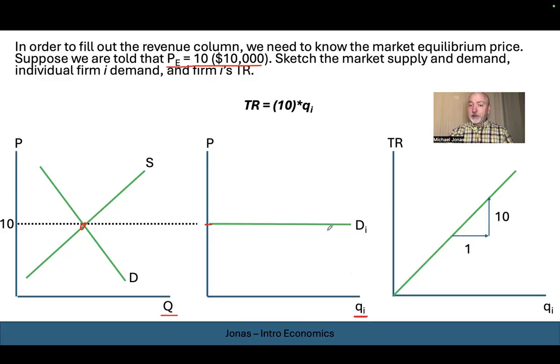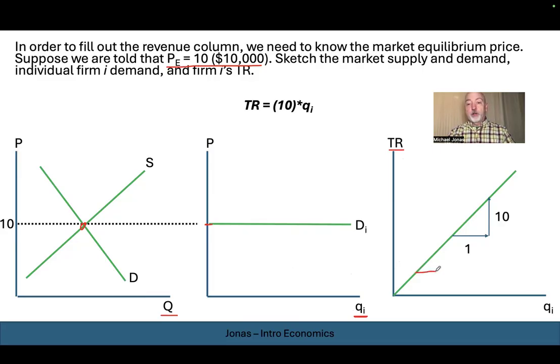So that perfectly elastic demand set at the equilibrium price, and that's our marginal revenue as well, which gives us that nice, easy structure for the total revenue. It's going to be a linear function of quantity.